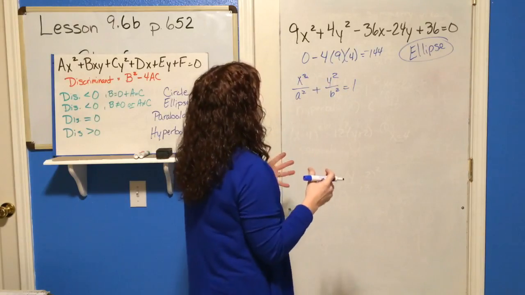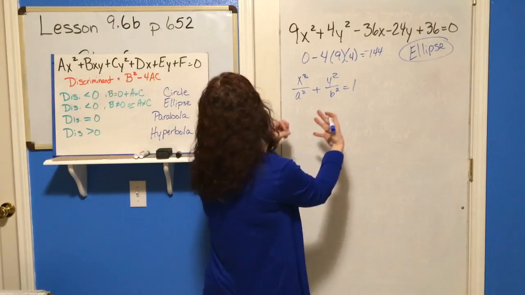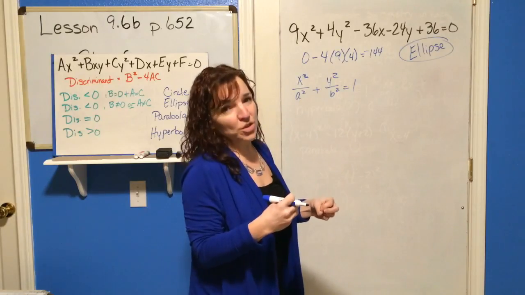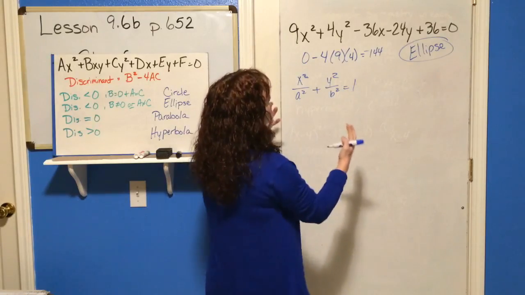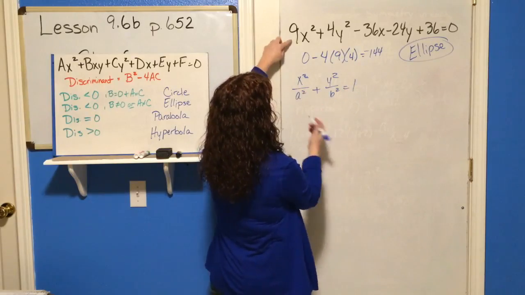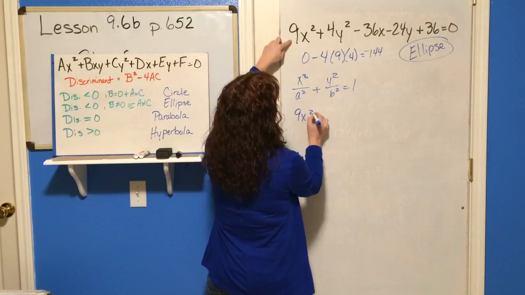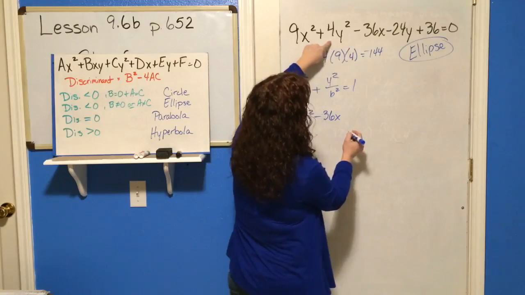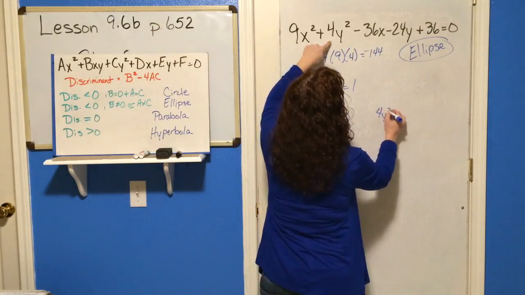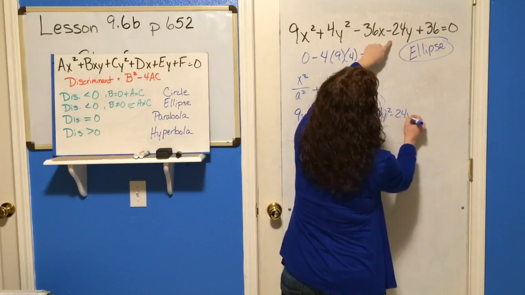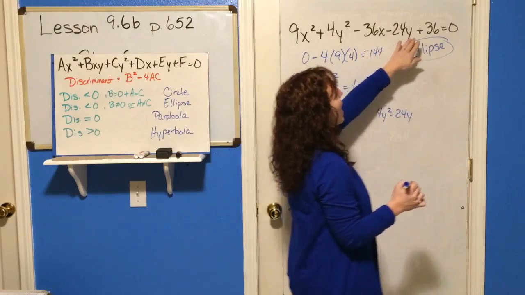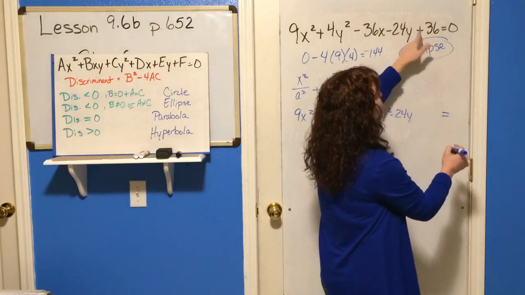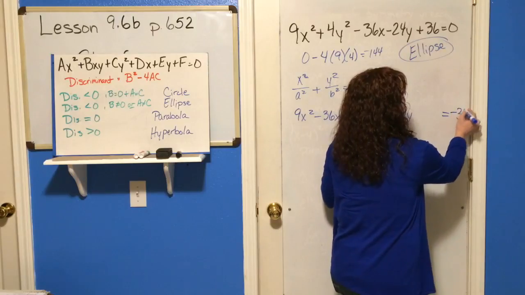So what we're going to need to do is group together the x's and the y's, and we're going to need perfect squares. So with these problems, you're going to do a lot of completing the squares. So I hope you remember how to do that. So first, let's group together our x's and y's. So we've got 9x squared minus 36x, and then we're going to put the 4y squared minus 24y. And what I'm going to do is move this 36 to the other side of the equation. And when I do that, I'm going to subtract it so it becomes a negative 36.